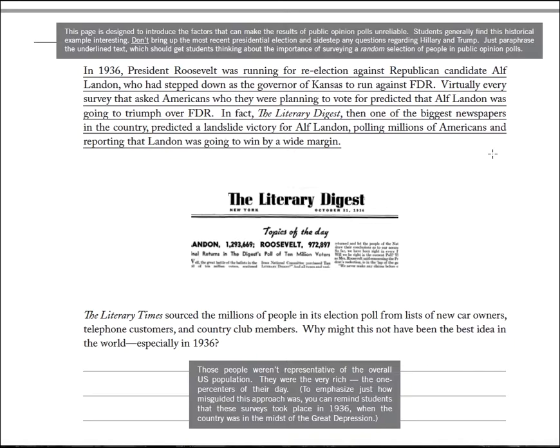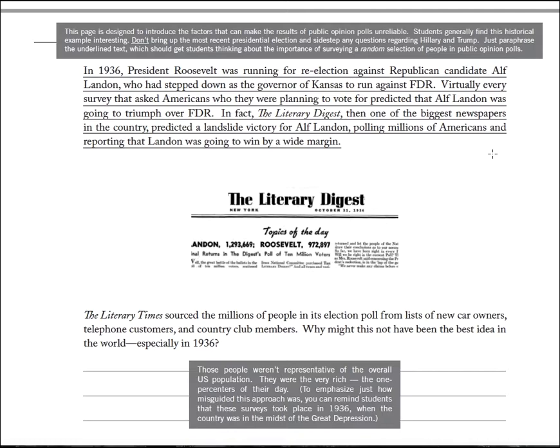The newspapers, such as the Literary Digest, which was a major, major paper at that time, took public opinion polls, and they polled a few million Americans. But where did they get the Americans to poll? They got them from a couple of different sources. They got their Americans from lists of people who had recently bought cars, new car owners, country club members, and people who had recently bought telephones.